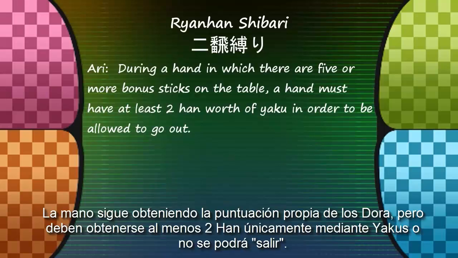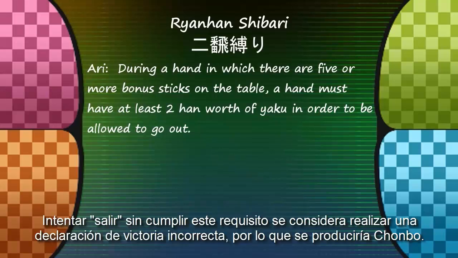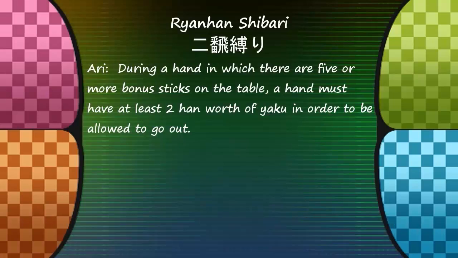The hand may still receive Han for Dora tiles as normal, but if less than 2 of the hand's total Han come from Yaku, the hand is not allowed to go out. Trying to go out without satisfying this extra condition is considered an invalid declaration of a win, resulting in chonbo.